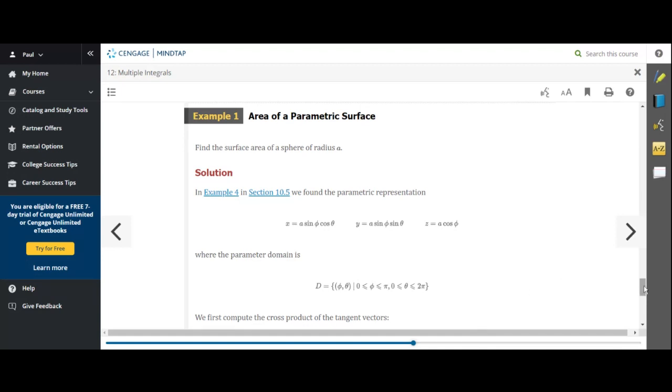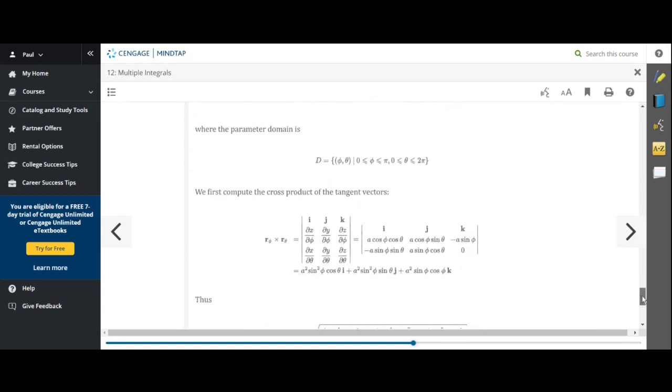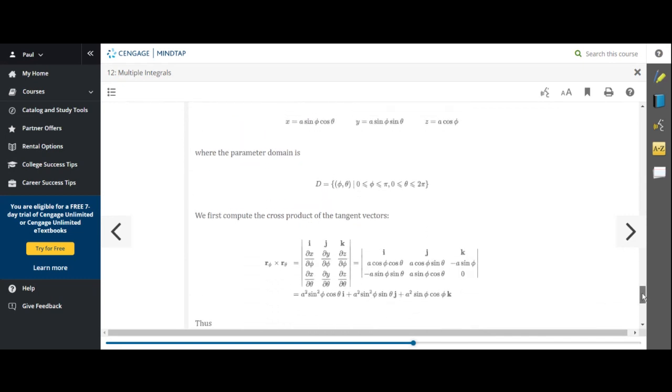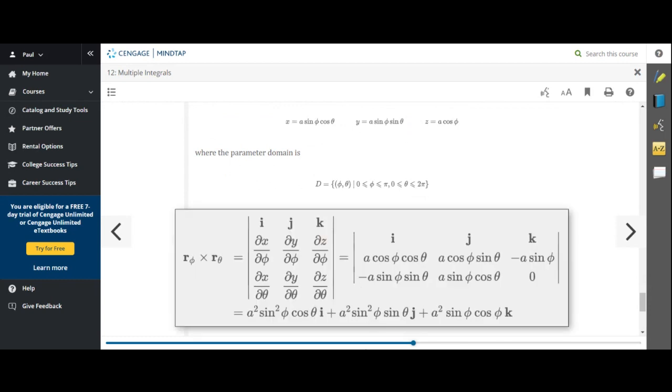Okay, well, let's keep moving forward then with this. So here is the cross product between these two derivative vectors, one with respect to phi, one with respect to theta. And we get that cross product below.